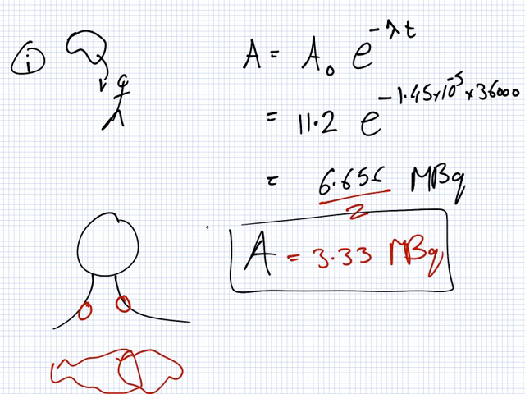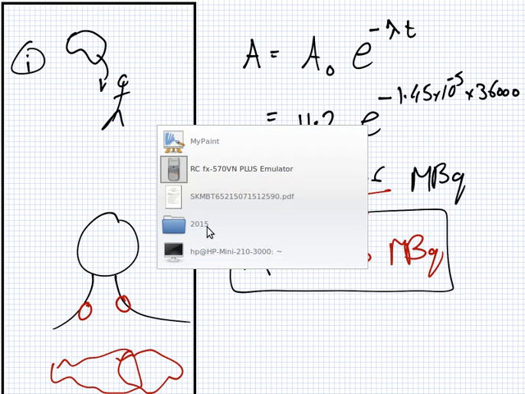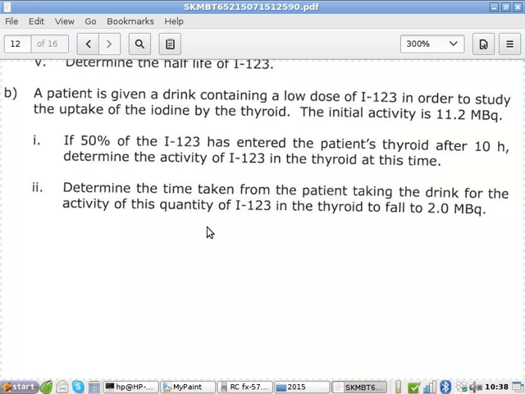Do you see what I mean by they tried to complicate it with their 50% after 10 hours is in the thyroid? It's a bit sneaky. If they asked for the lambda, for example, and they said after like 50% of the lambda will still be the same. Yeah, it's a constant, the decay constant. Right, next one.